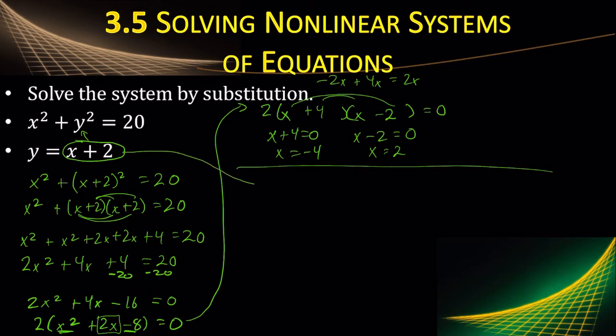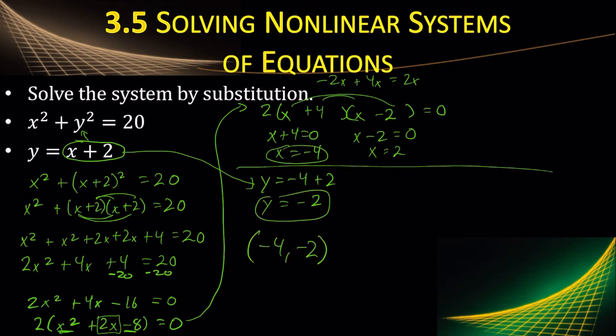Because now we need to find y. Well, let's use the negative 4. If we use the negative 4, it's y equals x plus 2. So y equals negative 4 plus 2, so y is negative 2. So that makes a point. So one answer is negative 4, negative 2.